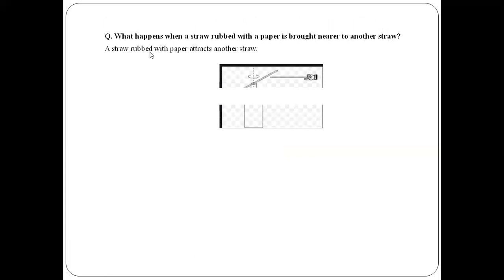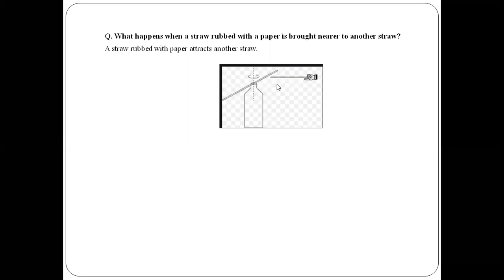What happens when a straw, familiar to us, rubbed with a paper, is brought nearer to another straw? A straw rubbed with paper attracts another straw. Even at home you can try. Children, take a straw, rub it with paper and bring another straw closer to the rubbed one. Then what you find: a straw rubbed with paper attracts another straw.